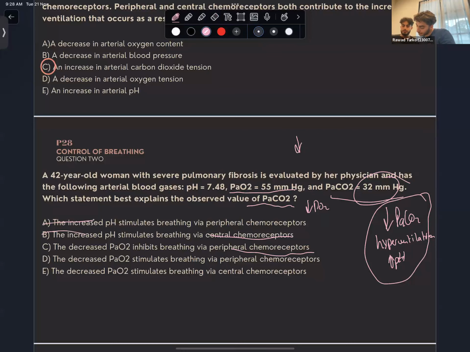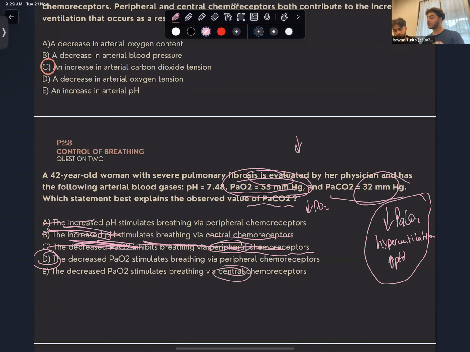Because we're talking about PO2 and not pH, that's the main thing. The fact that they gave you a low PO2 means they want you to look at this as the cause. So this is the cause. Does it inhibit breathing? Yeah. So it is D. It doesn't inhibit breathing. It actually stimulates breathing. But does it stimulate breathing in peripheral chemoreceptors or central chemoreceptors? Yeah, it's peripheral. So that's why.